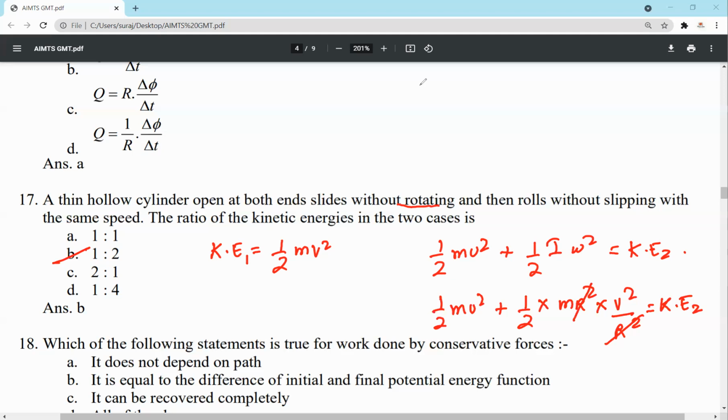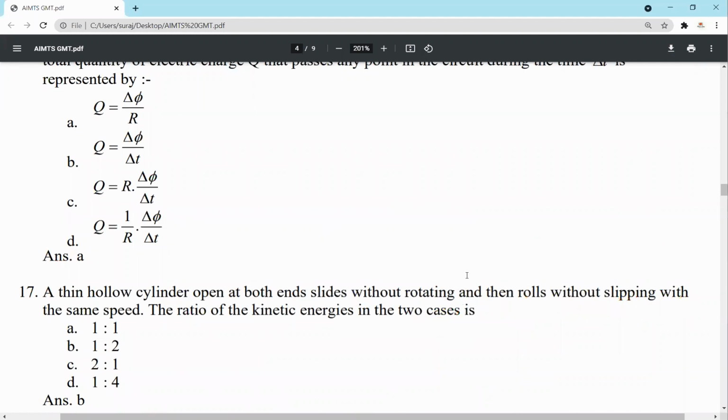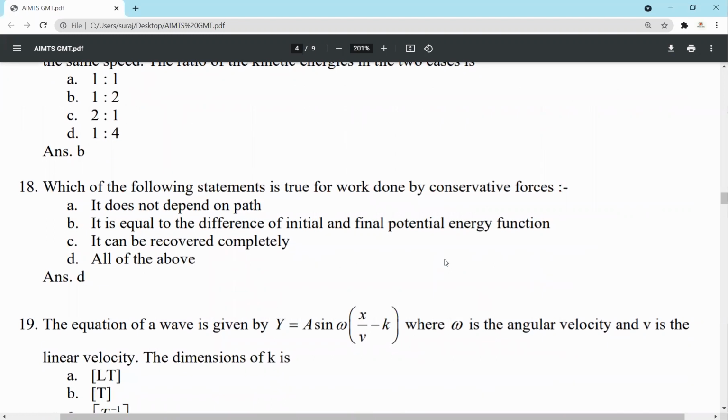Question number 18. Which of the following statements is true for work done by conservative forces? It does not depend on path. Yes, it is equal to the difference of initial and final potential energy. Yes, it can be recovered completely, because for a conservative force there won't be any loss of energy, right? So it can be recovered completely.